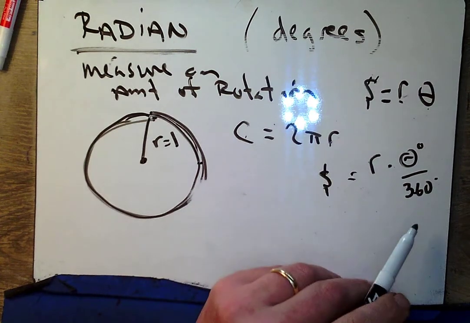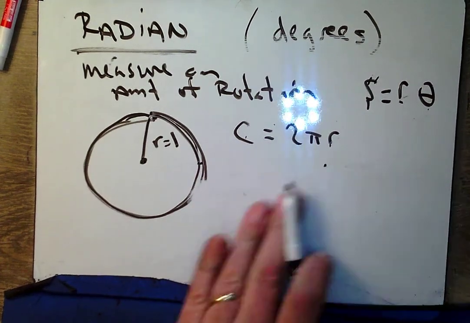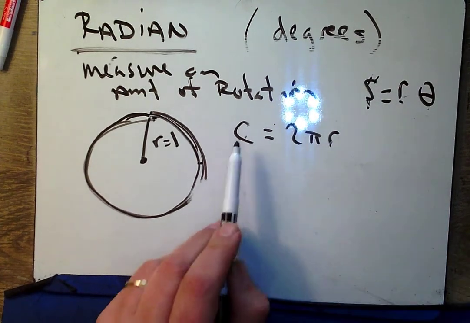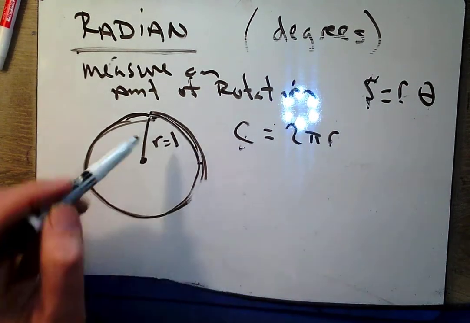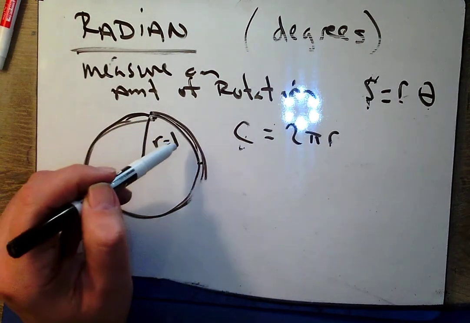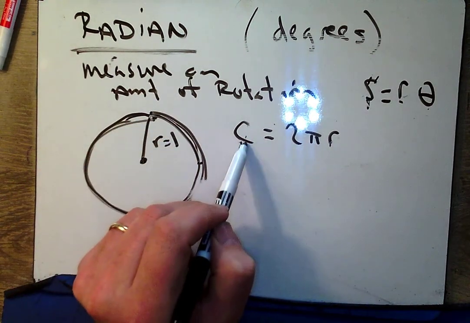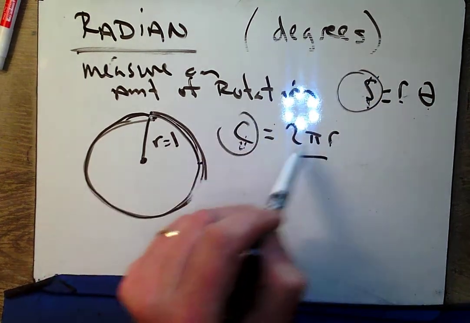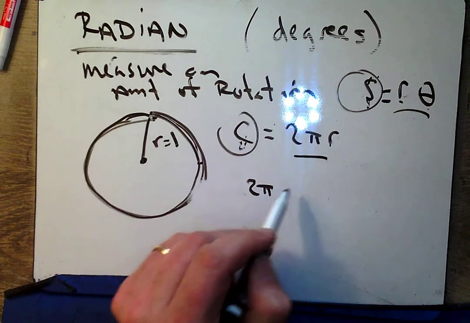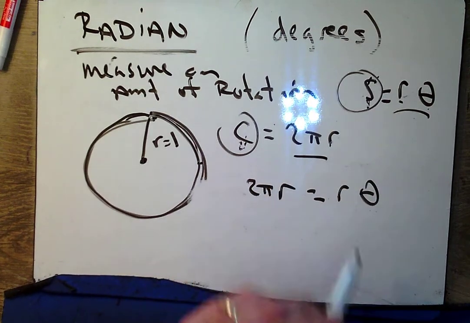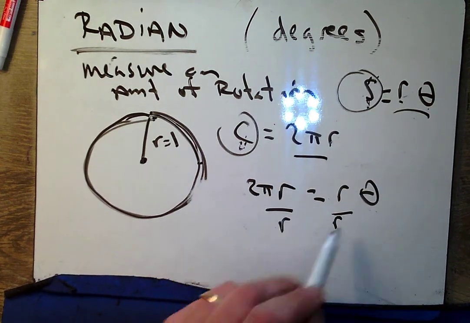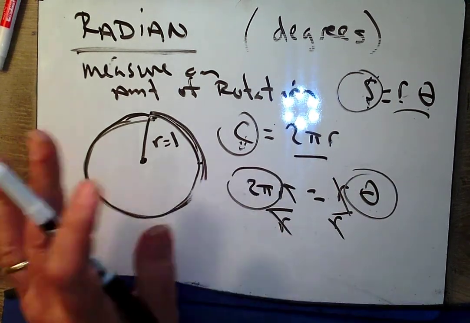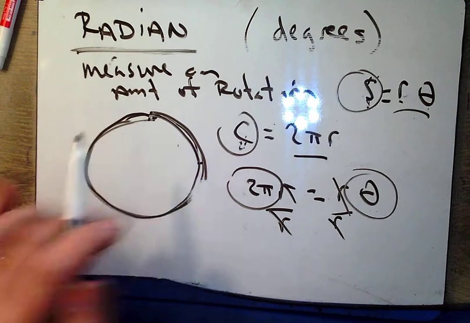Yes. Good. So now what I'm saying is, okay, so arc length, these are the same, right? Because if I go once around, I'm talking about a specific arc length called the circumference. So if this is the same as this, then we can set these equal to each other. 2 pi r equals r theta. And if I divide both sides by r, theta is 2 pi. Now, here's what I just got from that.